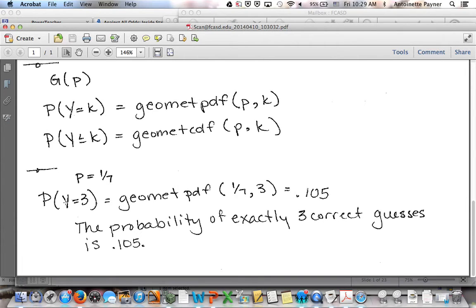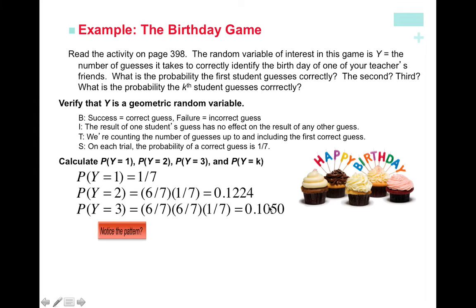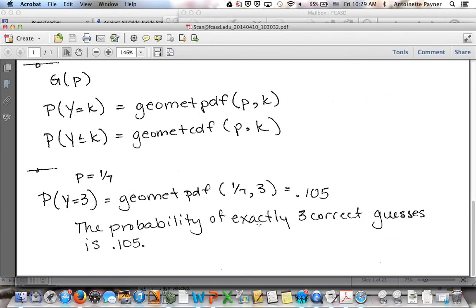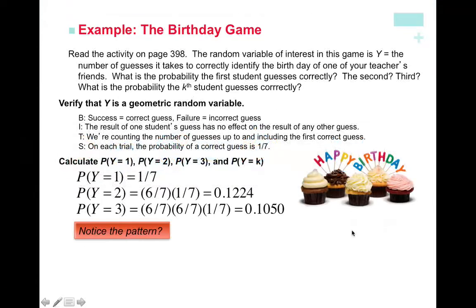For that example right there, if I wanted to find the probability that it was exactly 3, so it took the third student and the third student guessed correctly, it's 1 over 7 comma 3, equals, that's the answer. So I got the same answer as I got here. I didn't really write a very good summary though. I probably should have said the probability that the third student guesses correctly is 0.105, because that's what it really is. What I wrote there is wrong.